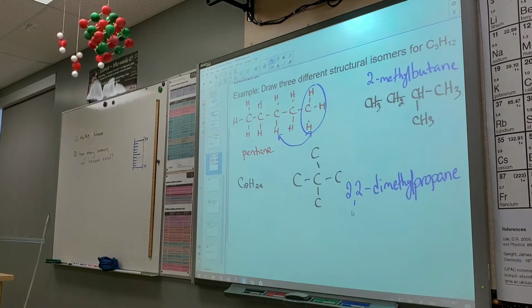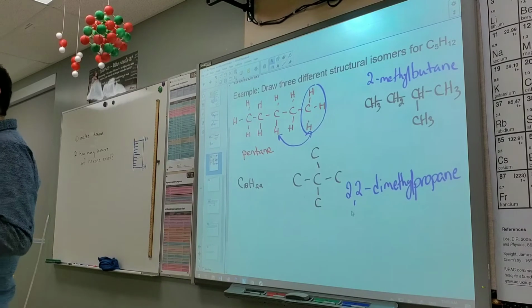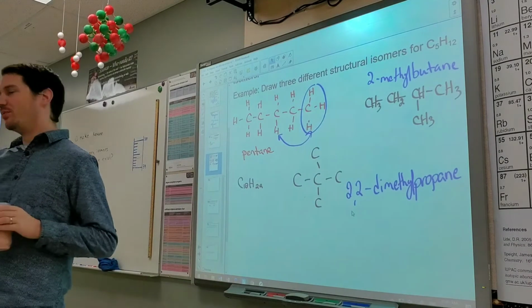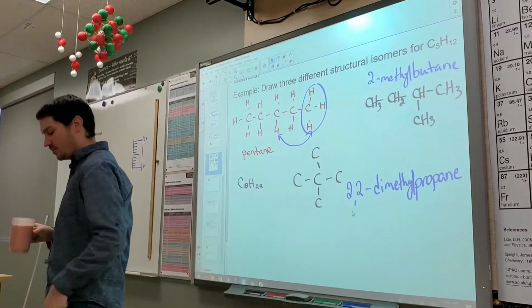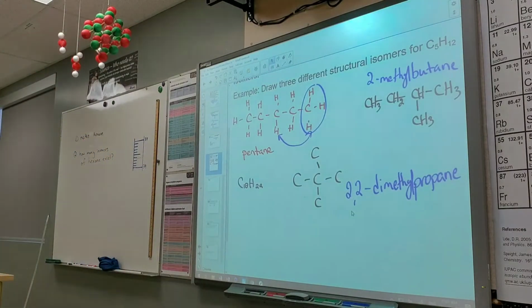That's totally different from 2-methylpentane, right? Yeah. Totally different. And you can't do it any different than this. Yeah, that's the only way. Those are the only 2 ways, right? Yeah. So we have 2. Okay, so I want how many you can get. If you count the first one.